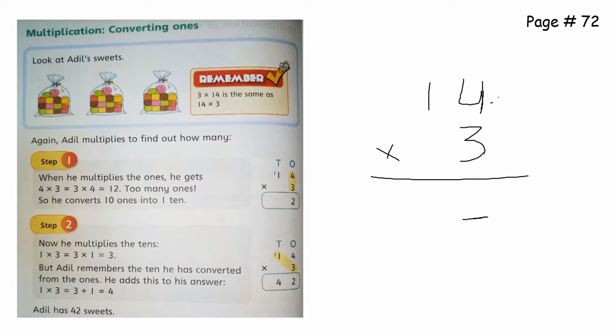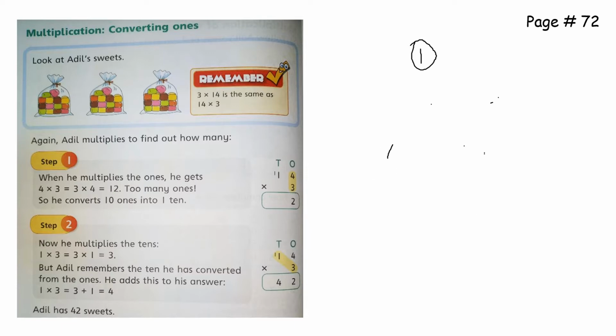So should we write the full 12 here? No, we cannot write ones and tens in the ones column. So what we will do, we will write the 2 here and 1 will carry over to the next number, just like we do in addition. Now you will multiply 3 ones are 3 and plus 1 is 4. So it's 42. I hope that the concept is clear.